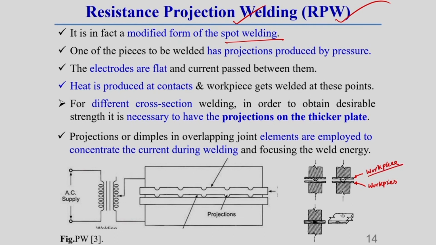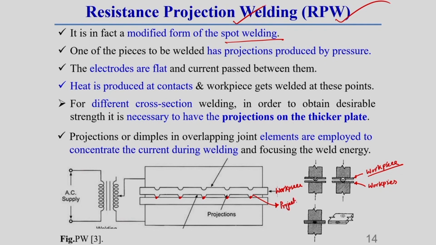Okay. So, one of the pieces to be welded has a projection produced by pressure, here you see. So, this is your one workpiece. In this one workpiece, I want to make different types of spot joint over the length of this workpiece. So, depending on the position of this spot, there we have to make what is called a projection. Here you see, this is a projection we make.